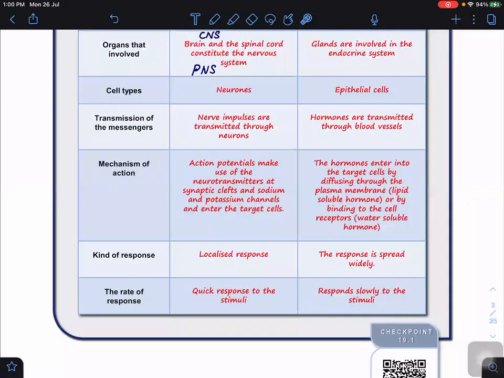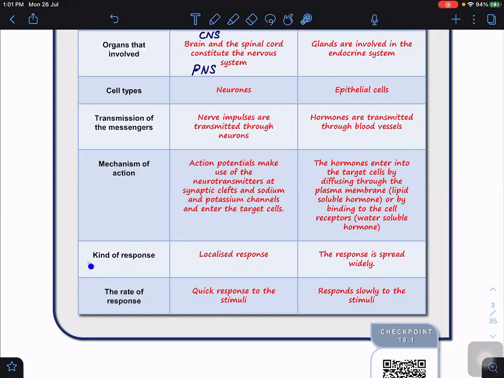Mechanism of action: basically, the action potential makes use of a neurotransmitter at the synaptic cleft and the sodium-potassium channel to enter the target cells. That's how the transmission goes from one cell to another. We're going to learn this one. Don't worry, at this moment you may be confused about how things take place. We're going to learn this soon. As for hormones, a lipid-soluble hormone enters the cell through the plasma membrane, while water-soluble hormones bind to the cell receptor.